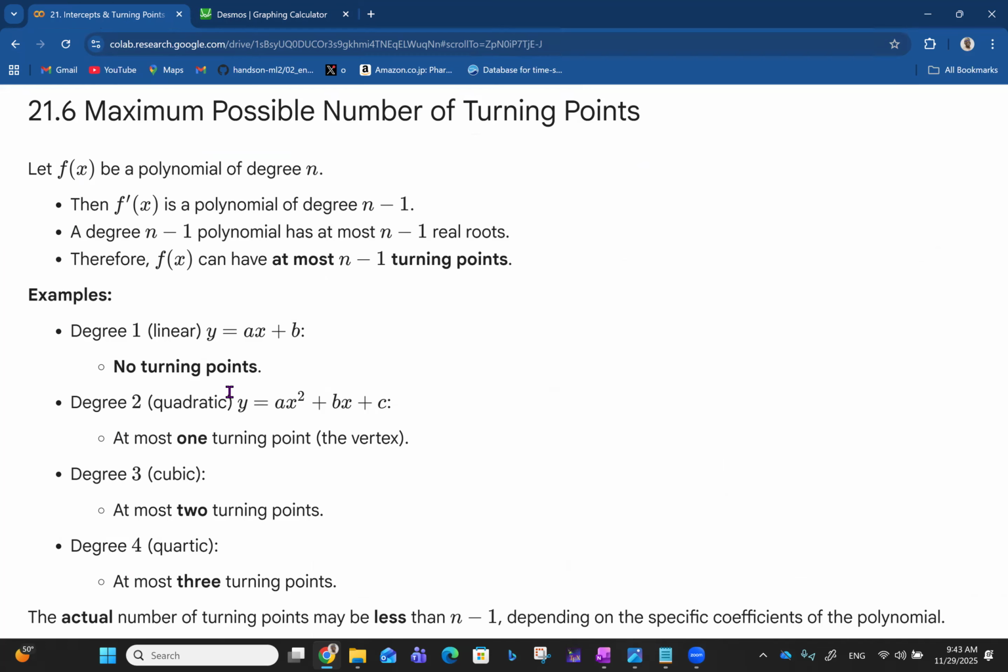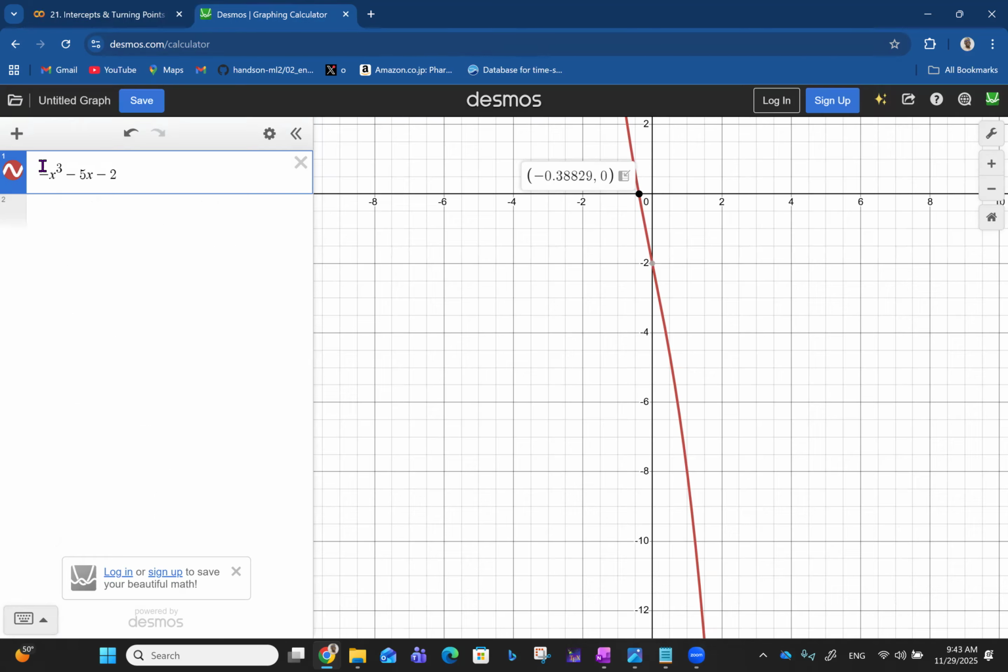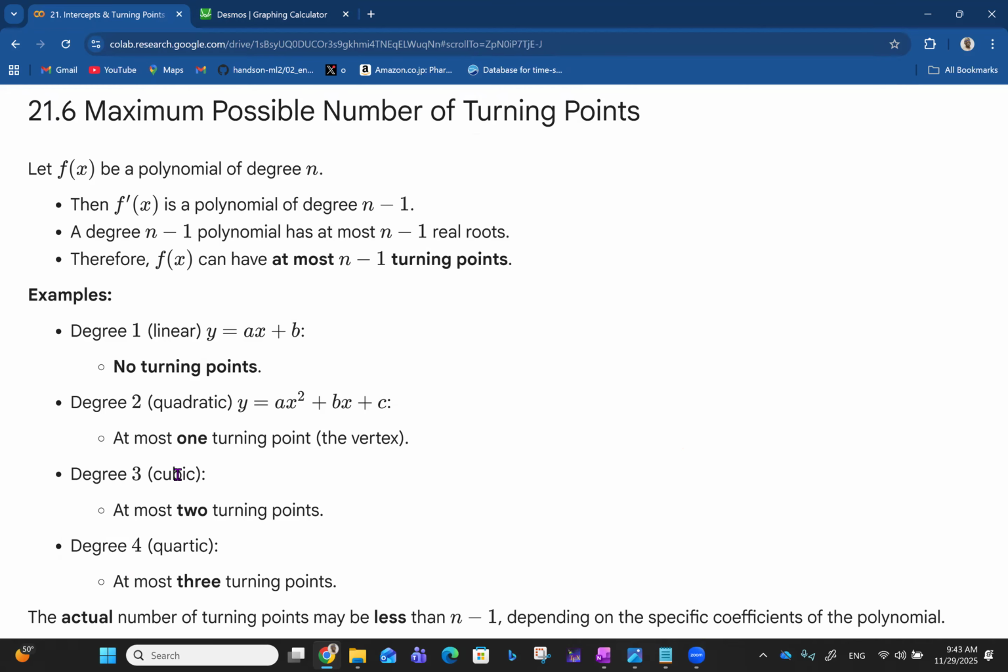So for degree 2, we have at most one turning point. Degree 3 is cubic, and then we have at most 2 turning points, just like I've demonstrated there. Degree 4 is quartic, and we have at most 3 turning points. So all I need to do here is change this one to power 4. And then we say it has at most 3 turning points, right?